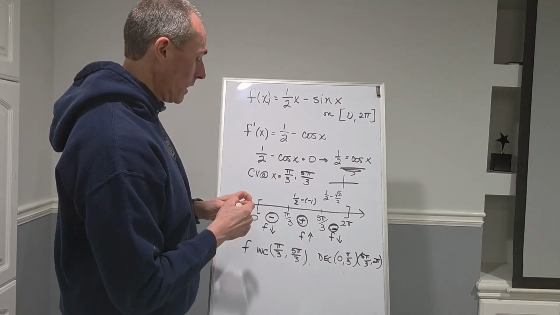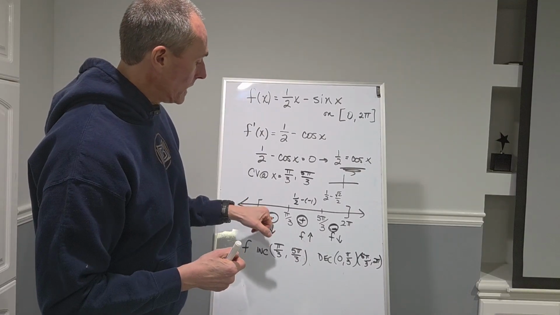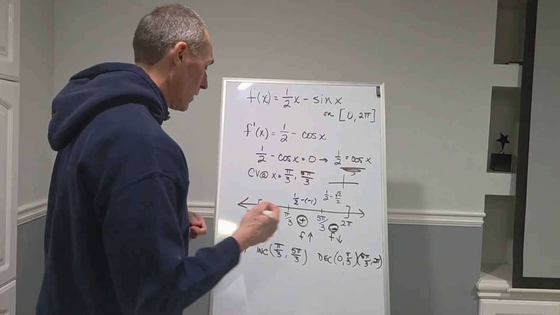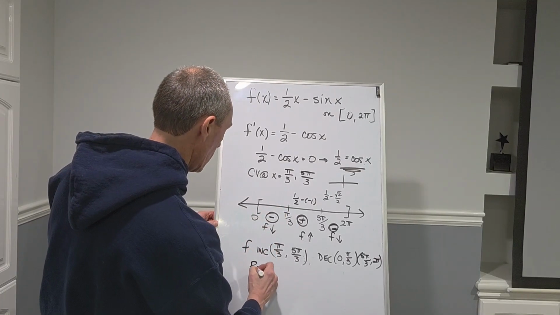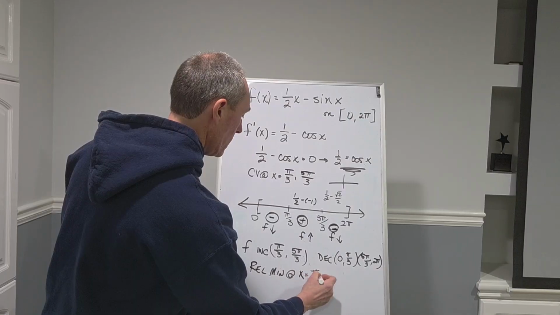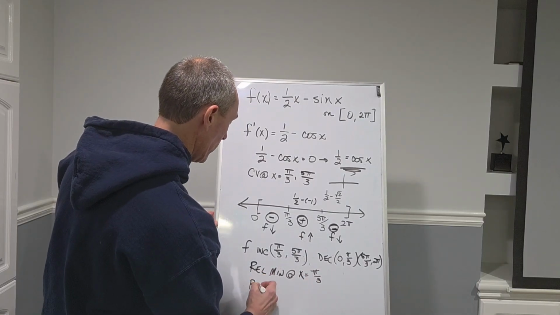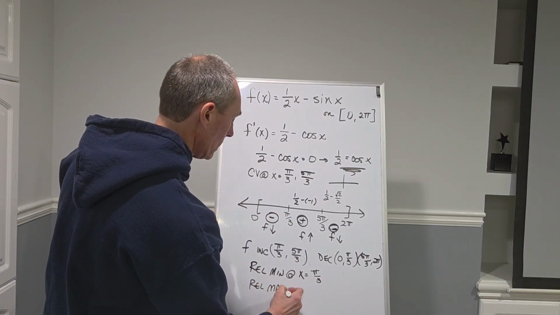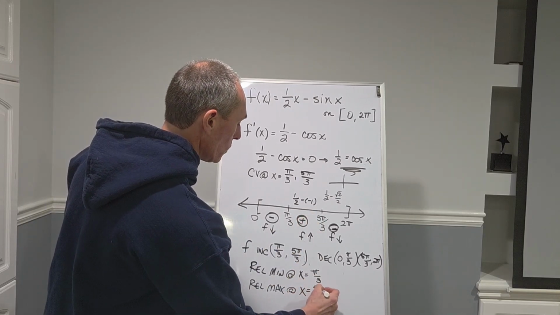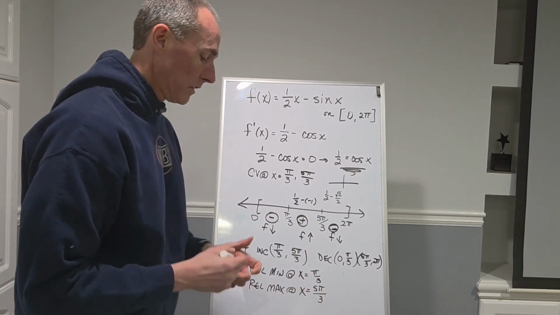What else do we know? Well, we know that since the function went from decreasing to increasing, it must have a relative min at pi over 3. So relative min at x equals pi over 3. And that means it must have a relative max at 5 pi over 3, because that's where the function goes from increasing to decreasing.